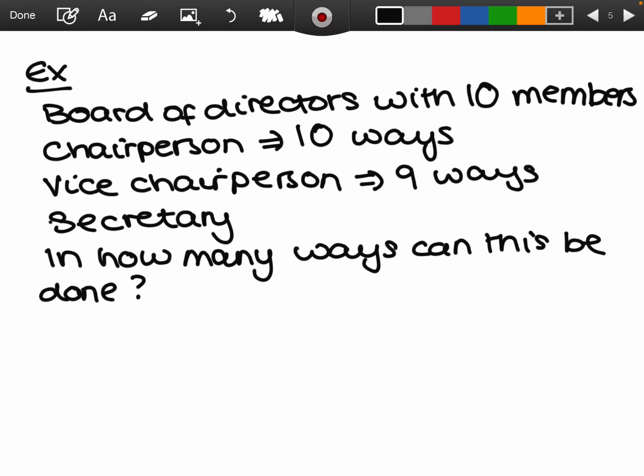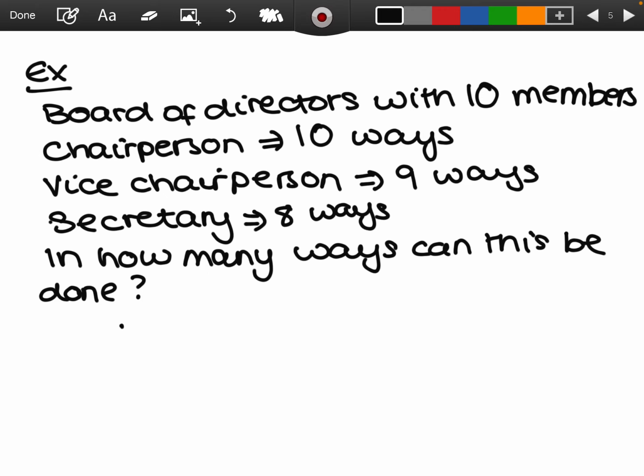Next, I have to pick the secretary. Well, again, I've picked my chairperson, I've picked the vice chairperson. I now have to pick the secretary, but the first 2 people that got picked for the chairperson and the vice chairperson are out. They cannot be the secretary as well. So that leaves me with 8 possible people that could be the secretary.